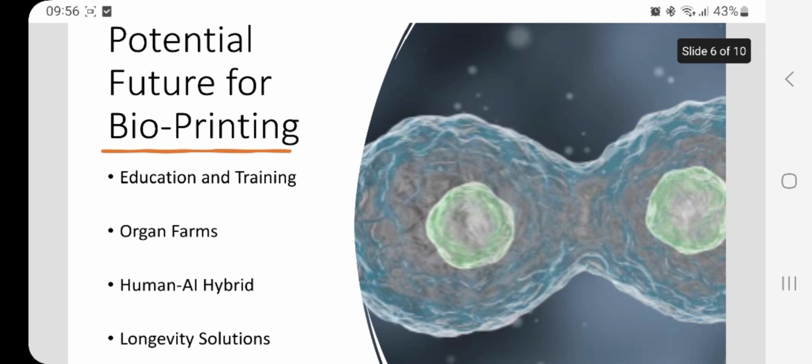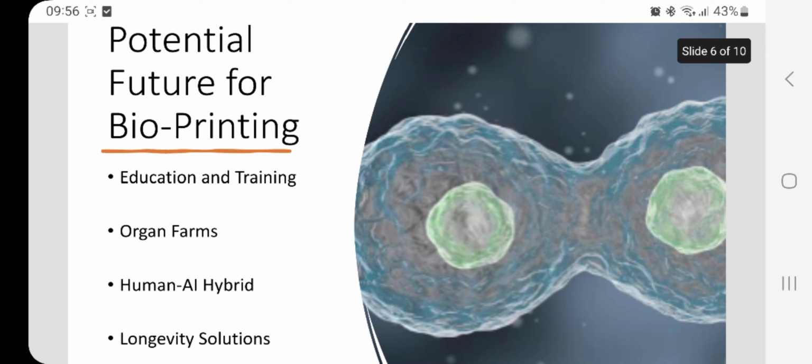This would give them the experience they need once they leave school and join a hospital or healthcare practice. The concept of organ farming could become a reality in the future, potentially growing organs on a large scale and addressing the global shortage of donor organs. This could significantly impact the accessibility of life-saving organ transplants.